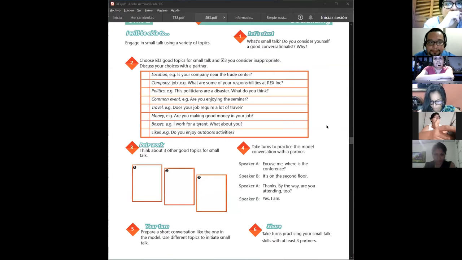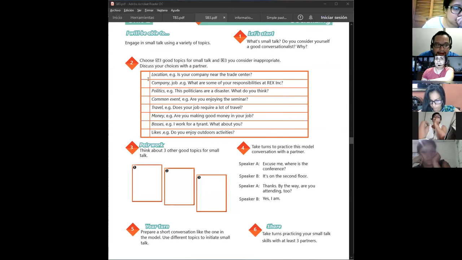Let me just unshare this part. Let's go to page 25 on the book. And you have the topics there. Okay, so in this case, what we're going to do is create a little conversation. We're going to choose one topic. We have, for example, the location. The example is in your company near the trade center.